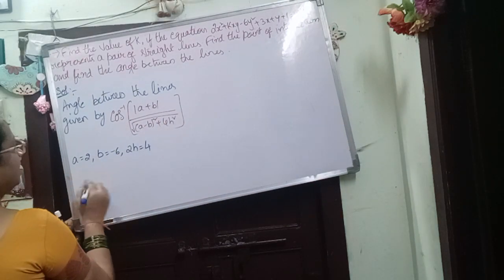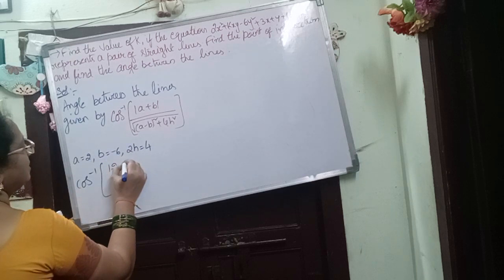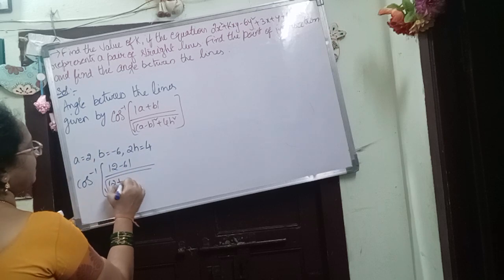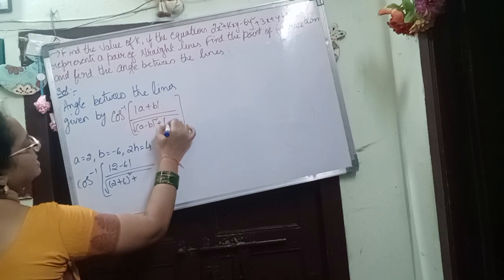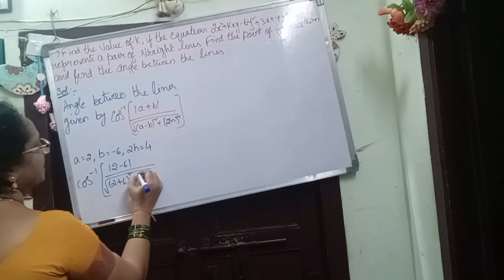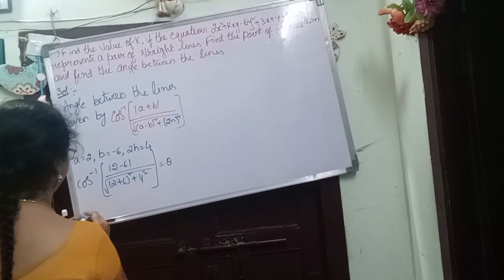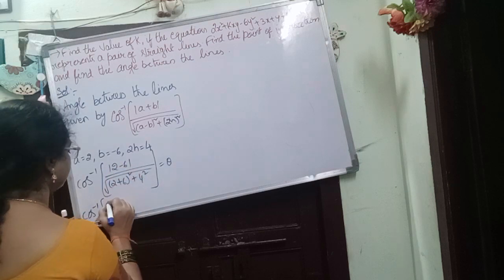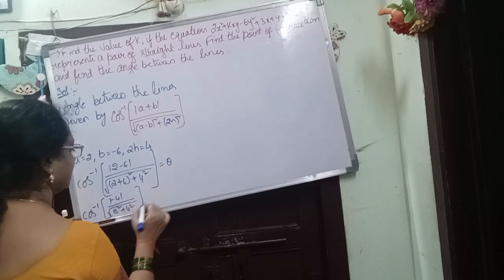What we will get? Cos inverse of mod of a plus b, 2 minus 6, by root of a minus b, that is 2 plus 6 whole square plus 2h whole square, we can write. So 2h whole square means 4 square, equals theta. So cos inverse of 2 minus 6 under mod, means mod minus 4, by root of 2 plus 6 is 8, 8 square plus 4 square equals theta.